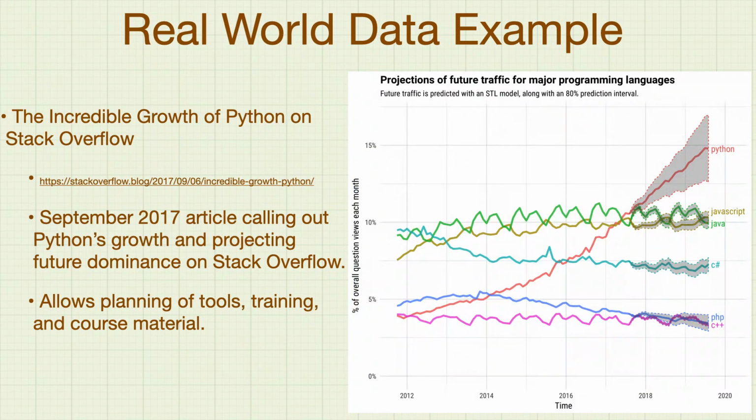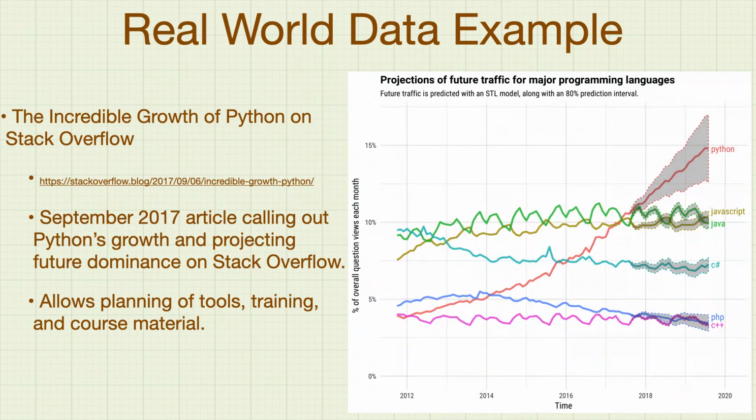So here's a real world data example. This was from a fun article from Stack Overflow some years ago, around late 2017. And it was showing the trends of Stack Overflow question tags, so the formation of questions on Stack Overflow, had this dramatic upward trend for Python.